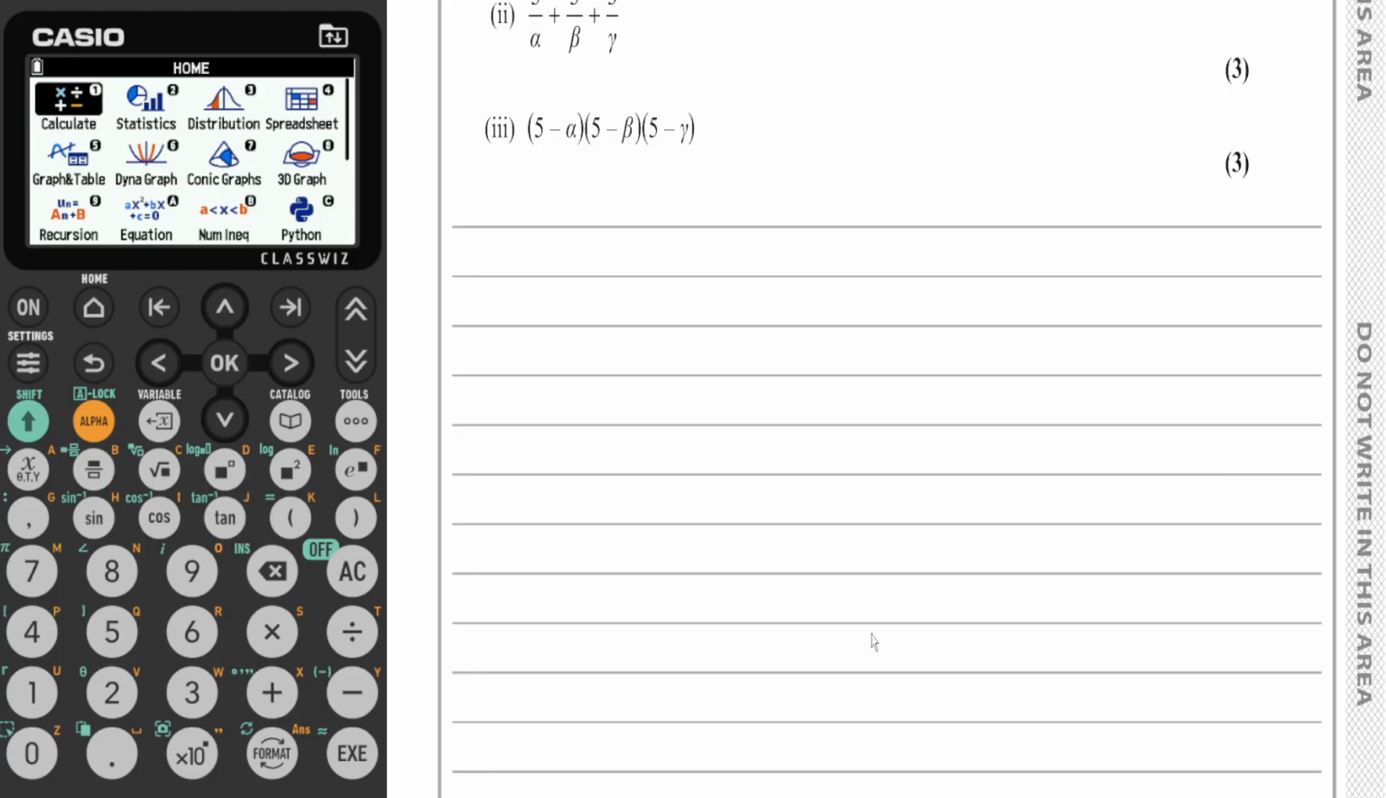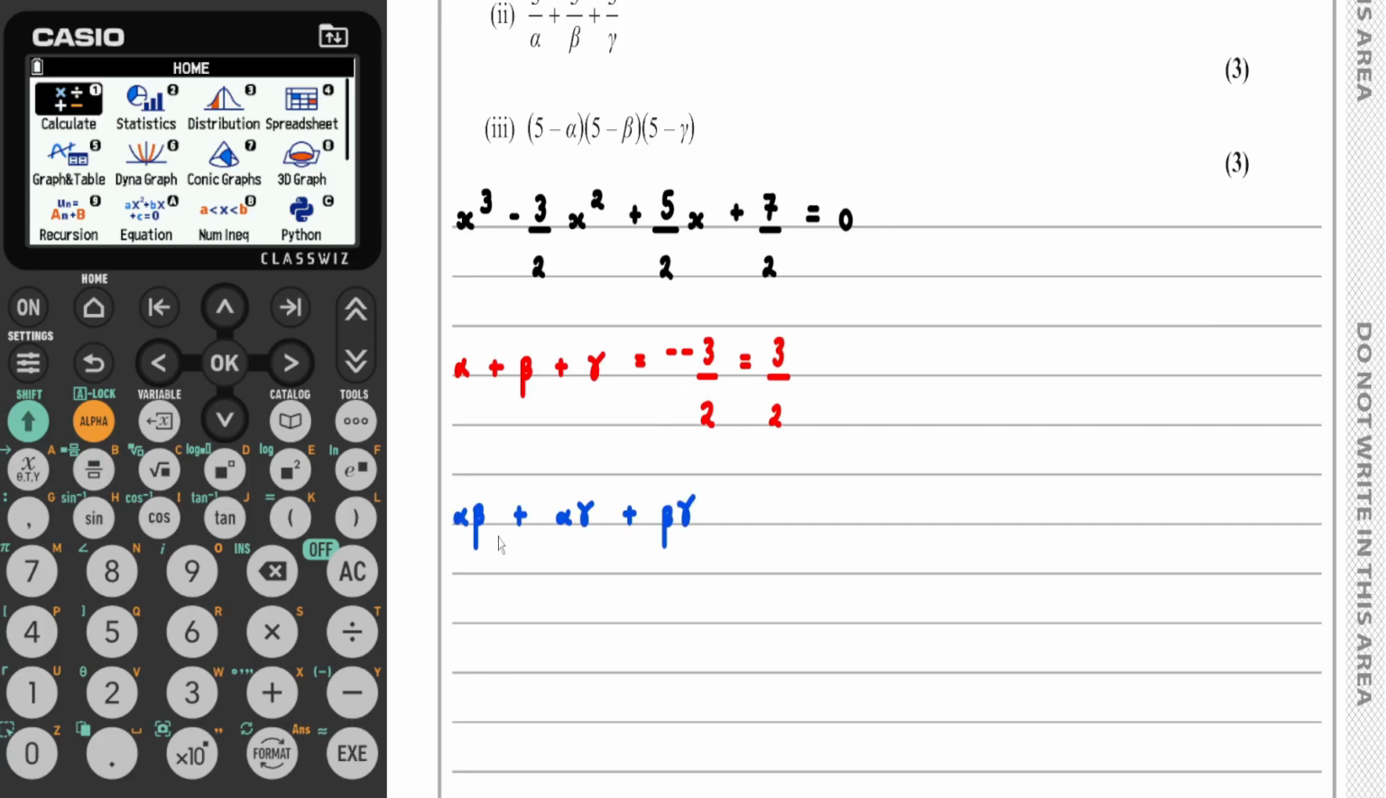Before we do anything else, let's divide each term of the cubic by 2. So we will be left with x cubed subtract 3 over 2 x squared plus 5 over 2x plus 7 over 2 equals 0. And if the cubic has roots alpha, beta and gamma, then alpha plus beta plus gamma will equal 3 over 2. Alpha beta plus alpha gamma plus beta gamma will equal 5 over 2, and alpha beta gamma will equal negative 7 over 2.